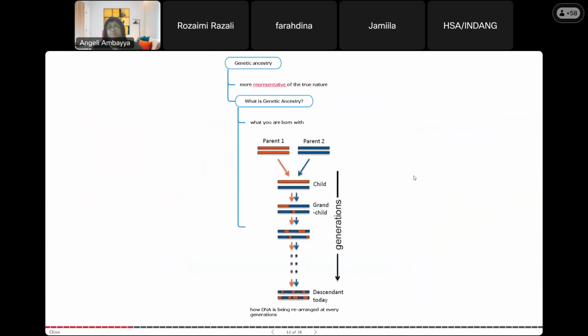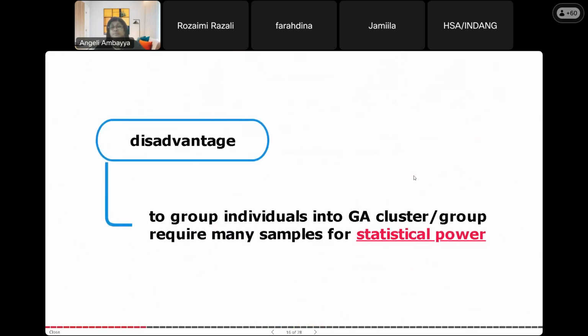Now, genetic ancestry is more representative of the true nature of an individual because it involves a person's genetic makeup. Okay, so it consists of the genetic composition of an individual, which reflects their historical migration and evolutionary process. So it's basically what they are born with. But the issue about using genetic ancestry is that you need to have high number of individuals in order to create this genetic ancestry. The reason why, because you need a statistical power to do this.